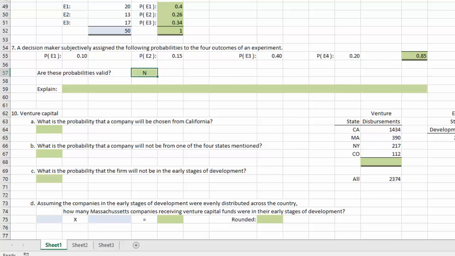We want to be able to explain this. Explanation is pretty simple here. The sum of the probability is not 1, therefore the model is not valid. That's our explanation. Okay.